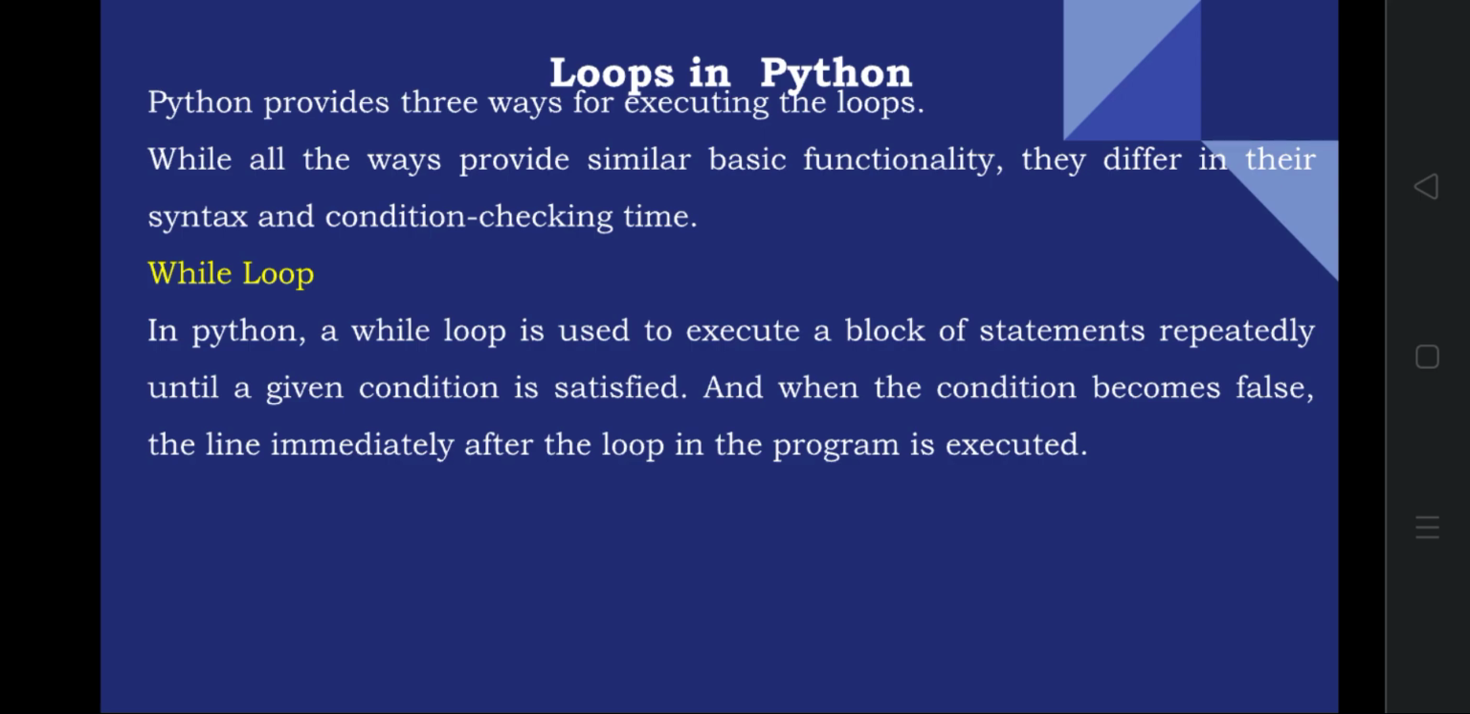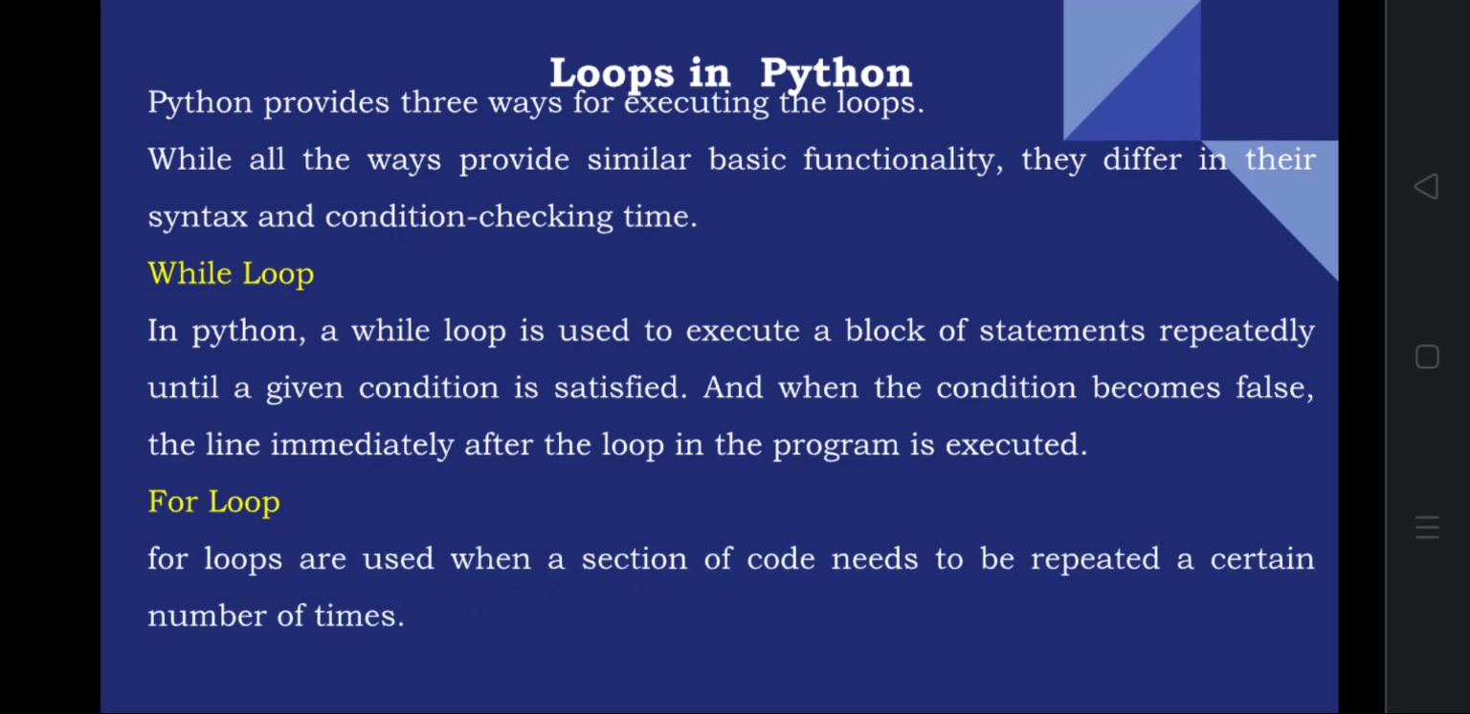In Python, the while loop is used to execute a block of statements repeatedly until a given condition is satisfied, and when the condition becomes false, the line immediately after the loop in the program is executed. That is the way the while loop works. That means as long as the condition is true, the process inside the loop is done, and when the condition becomes false, it will come out of the loop and the line following the loop is executed.